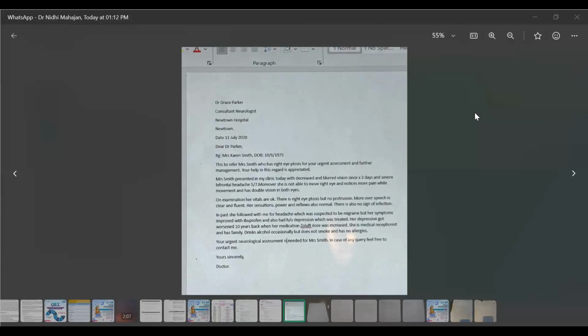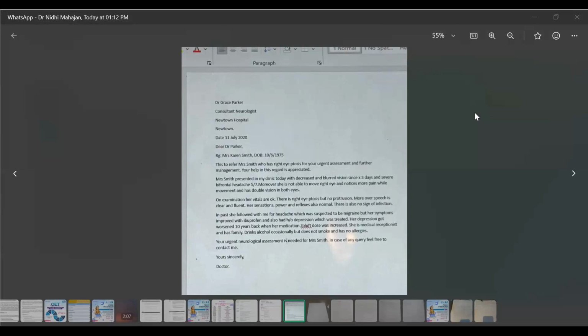Moreover, she is not able to move her right eye and notices more pain while moving it, and has double vision in both eyes. On examination, her vitals are okay. There is right ptosis but no protrusion. Moreover, speech is clear and fluent. Her sensations, power, and reflexes are also normal. There is also no sign of infection.